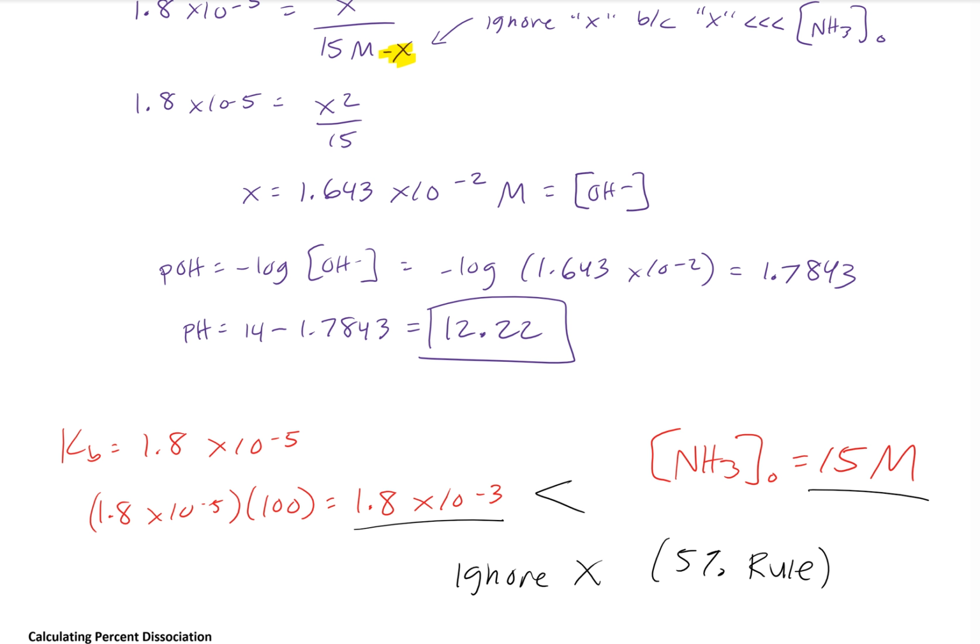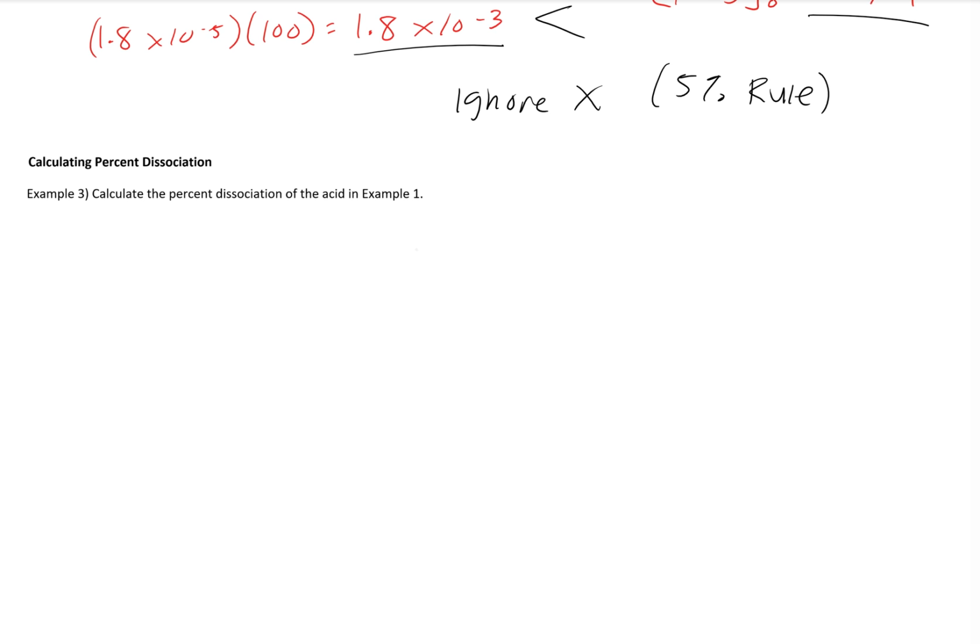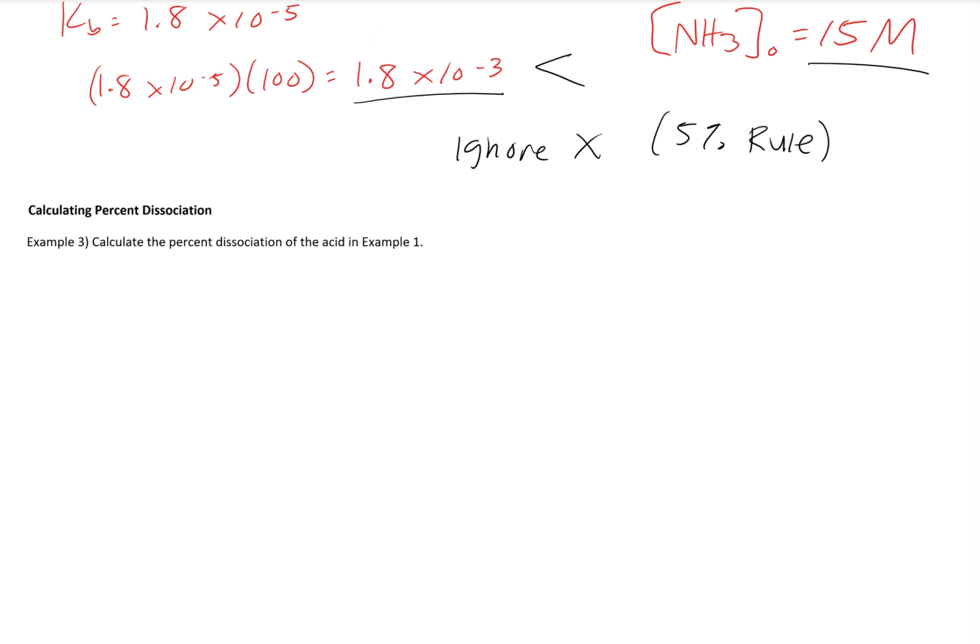Okay, so multiply your Ka or your Kb value by 100. If your answer to that is less than the initial concentration of the weak acid or the weak base, you're good to go, ignore X. But if it was greater than, then you cannot ignore that X. But in this class and on that AP exam, it's pretty safe to assume that you can ignore X because of this 5% rule. So calculating the percent dissociation: calculate the percent dissociation of the acid in example number 1.